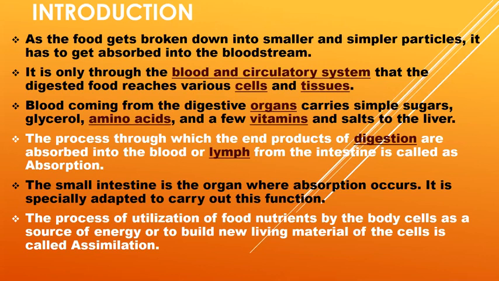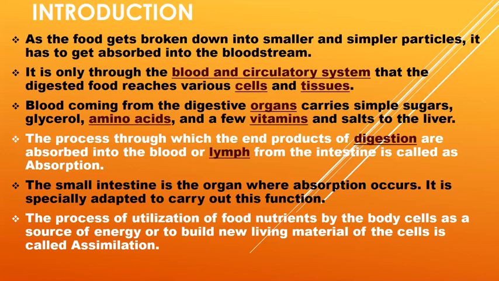As you know, students, the food that gets broken down into smaller and simpler particles has to get absorbed into the bloodstream. It is only through the blood and the circulatory system that the digested food reaches various cells and each and every tissue. Blood coming from the digestive organs carries simple sugars, glycerol, amino acids, and a few vitamins and salts to the liver.